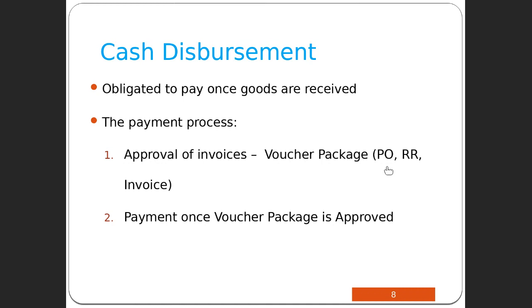In that case, you just go ahead and approve and pay. But if receiving report is different than the purchase order, then you will pay for what you received. And the voucher package is prepared to ensure that the invoice is accurate. Once the voucher package is approved, the payment is made. Right? The payment is made.